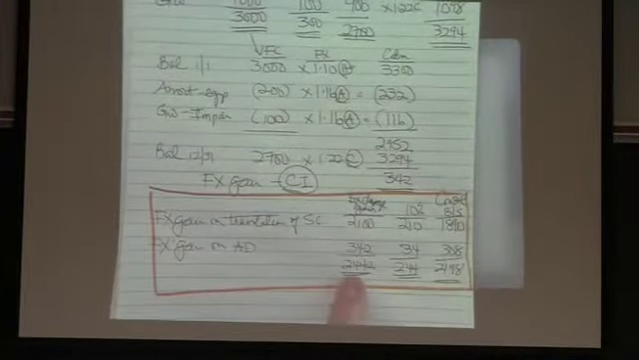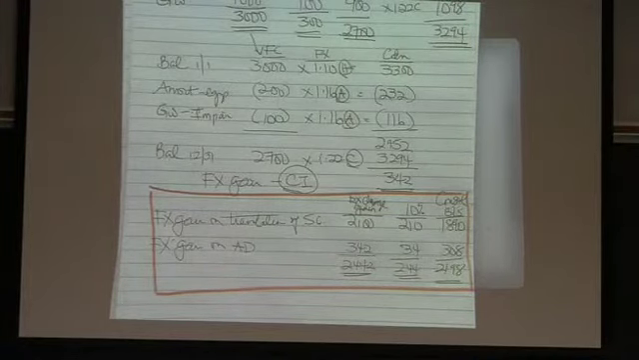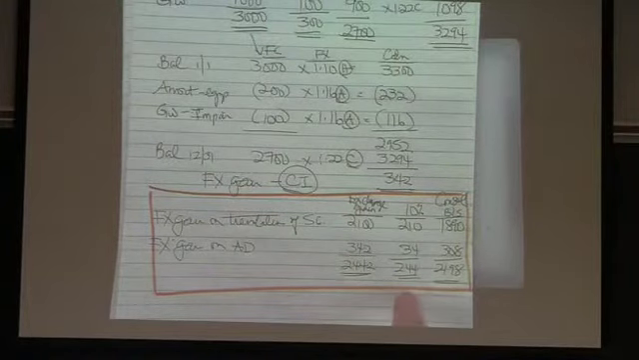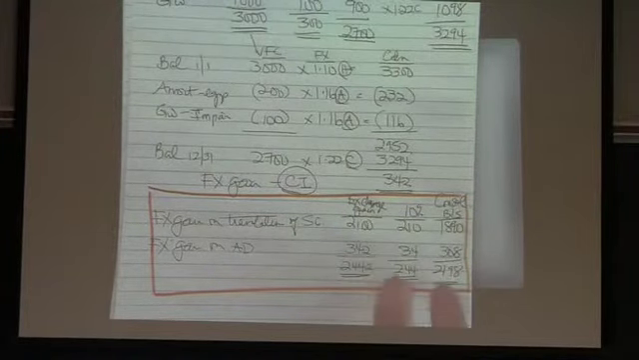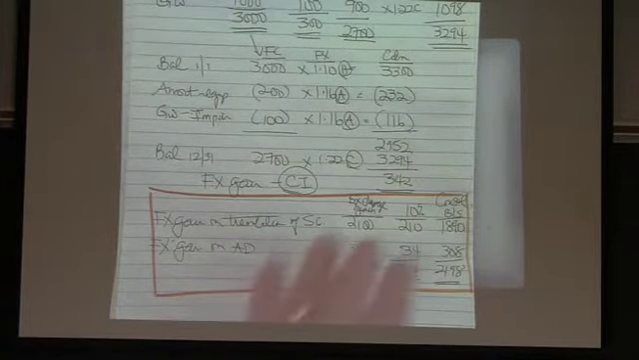The total FX gain for the entire year is 2,442, and we're going to analyze that and split it between non-controlling interest and balance sheet. Now, why do we need this? Because we're going to need this when we're calculating the consolidated net income, which is our next step.